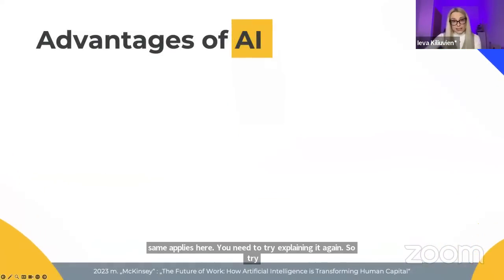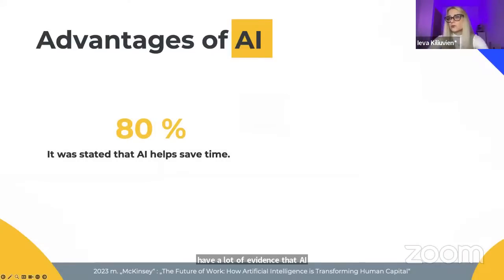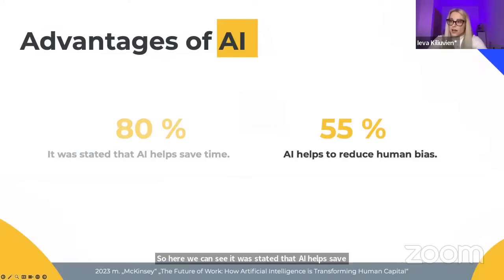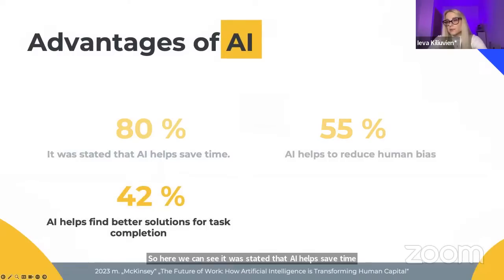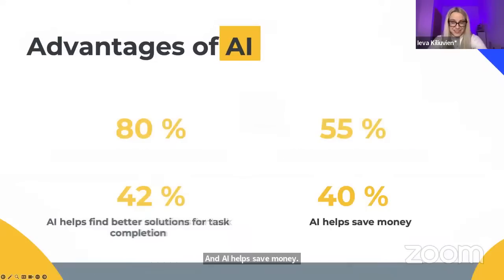And you should do that because in the research field, we have a lot of evidence that AI is useful. So here we can see it was stated that AI helps save time. Also, AI helps to reduce human bias. AI helps find better solutions for task completion. And AI helps save money. This is a good line.